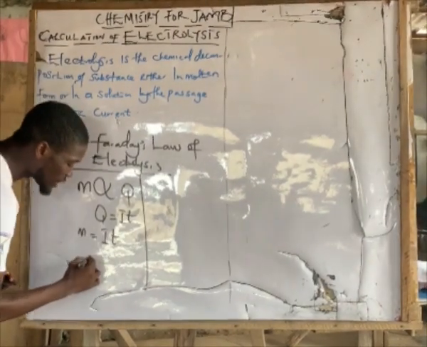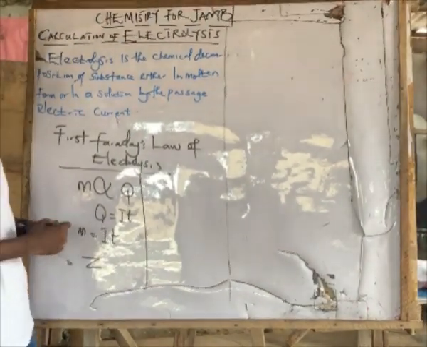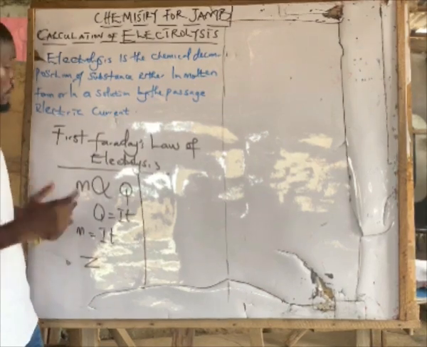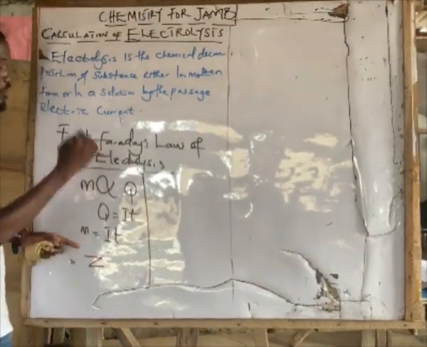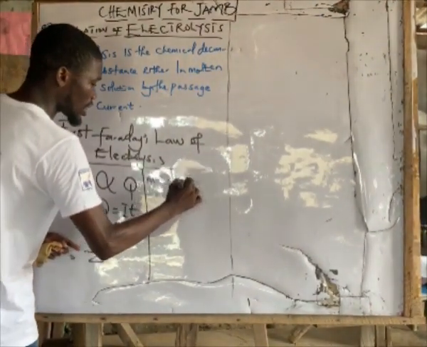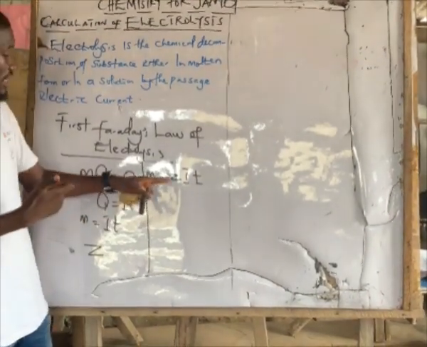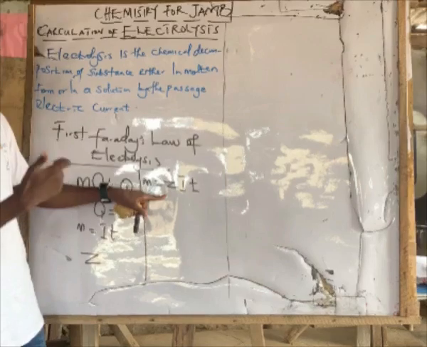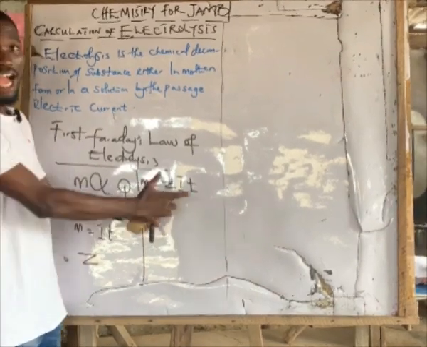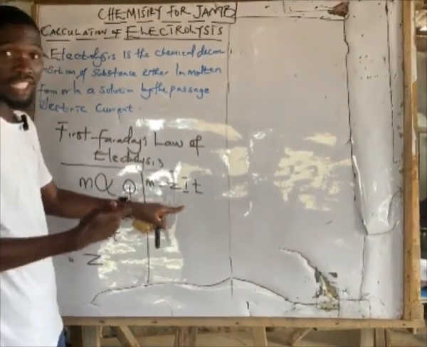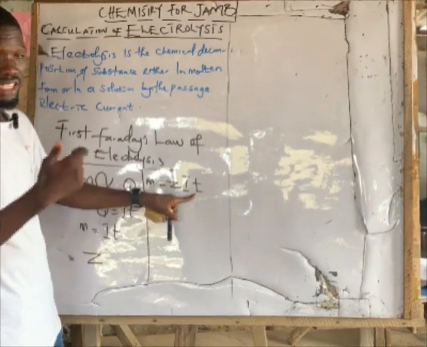And there's what we call the Z. In some textbooks they use Z, while some use capital letter M. So this Z will come in place of this, and we have M is equal to ZIT. Listen to the terms. This small letter m is the mass. This Z stands for the chemical equivalent of a substance. This I is the current in ampere, and T is time in seconds.